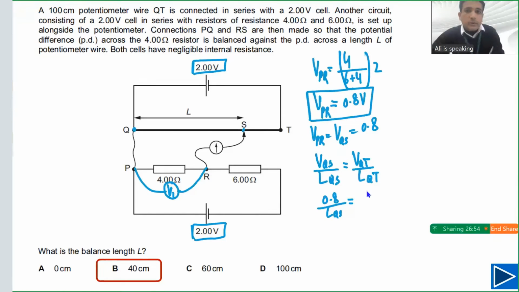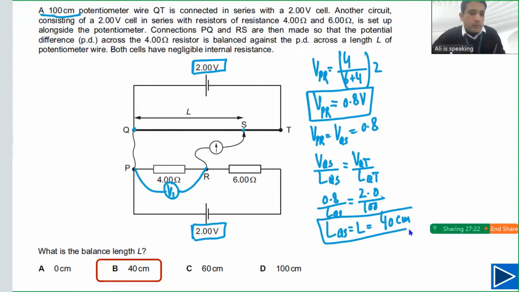And VQT, there is no internal resistance, so this is 2.0, divided by LQT, which is equal to 100 centimeters. This is given to you here, so I can write 100 centimeters. Now we can simply solve for LQS. LQS is equal to L, so our answer in this case will be 40 centimeters. So this is how you can approach this problem.